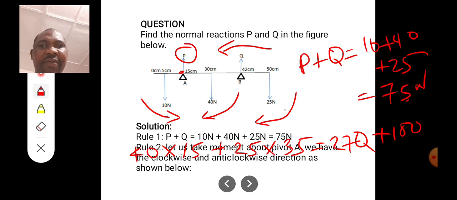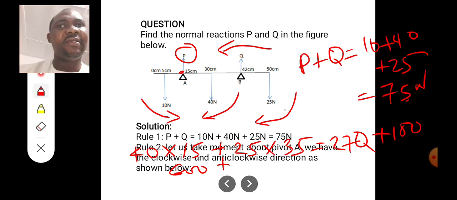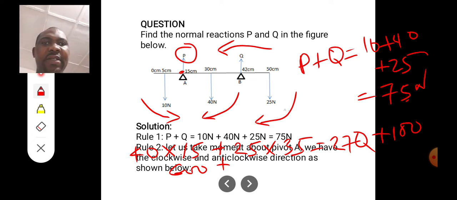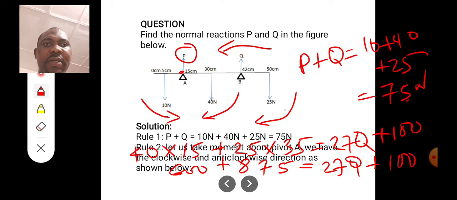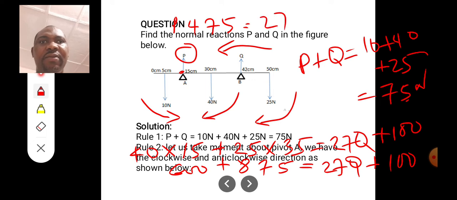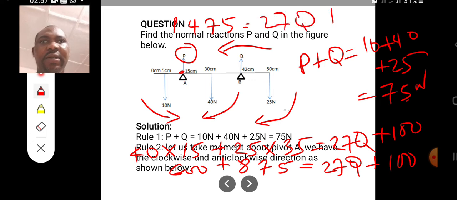So 40 times 15 here is 600 plus 25 times 35. Let me do that here quickly. 25 times 35, 875. So this 875 is equal to 27Q plus 100. Okay, so 600 plus 875 is going to give us 1475. 1475 is equal to 27Q plus 100.